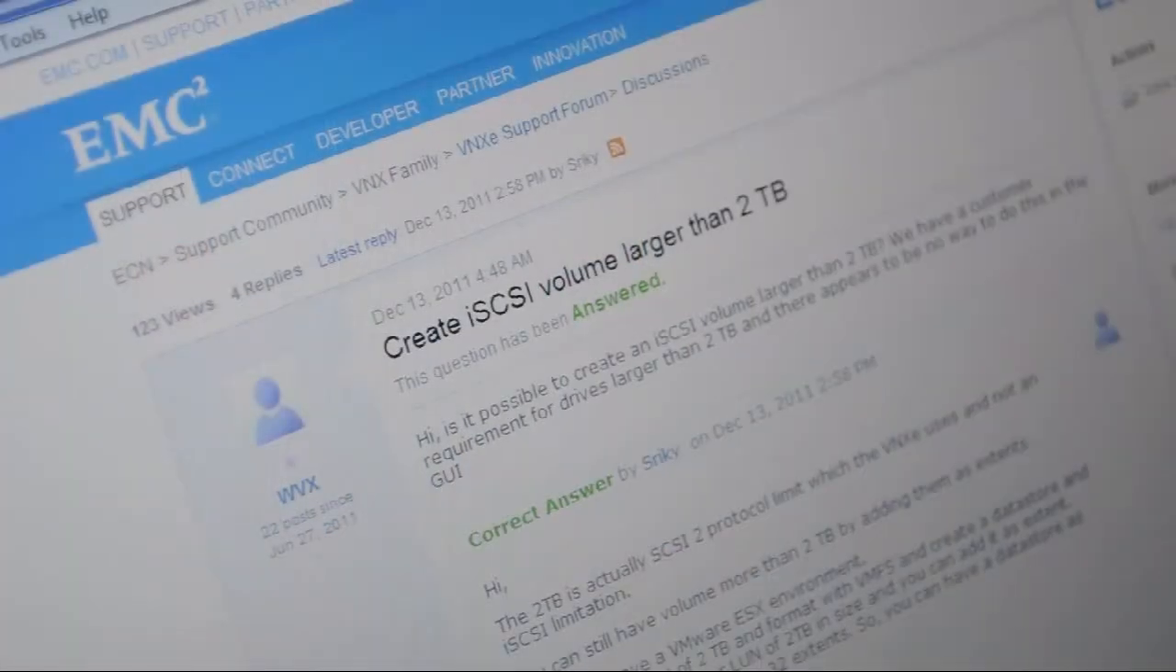There's another good conversation happening in the VNXe forum that Sean's going to dig into. Yeah, so over the last 2 days we had a particular issue that got over 100 hits. And that was, why do I have a limitation of 2 terabytes with an iSCSI LUN? The customer is using this with an ESXi 5 host, which clearly supports LUNs higher than that.